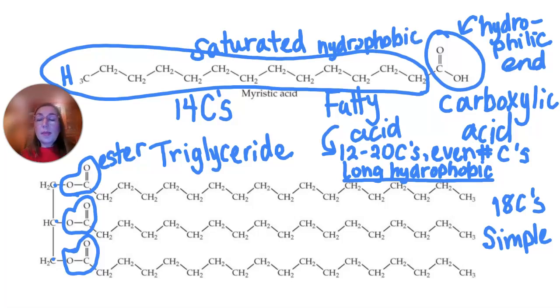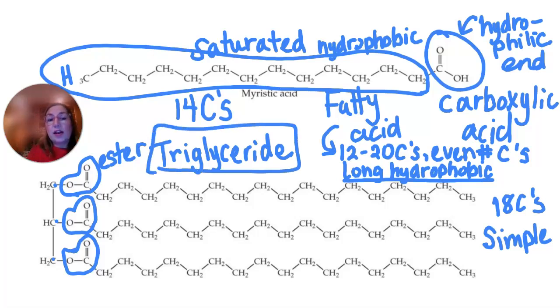So, fatty acids are these long carbon chains of even numbered 12 to 20 carbons. They have a hydrophilic end, the part that loves water, that carboxylic acid end. They have long hydrophobic tails that are long carbon chains. Put 3 of them together on this glycerol backbone and you get a triglyceride. And so far we've been looking at the simple ones that have all the same carbon chain.